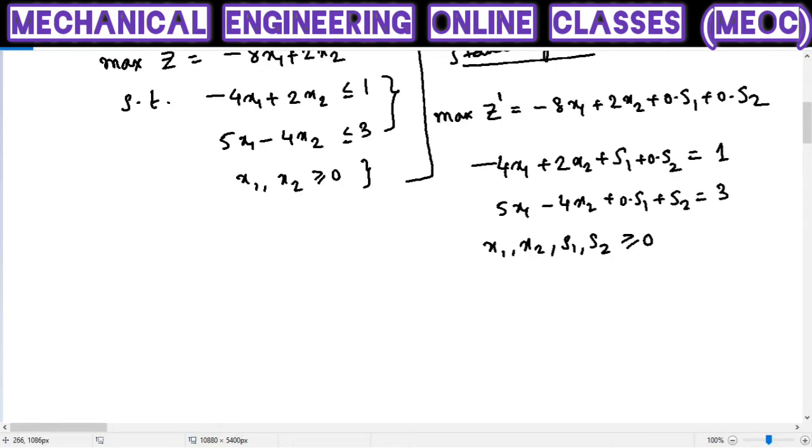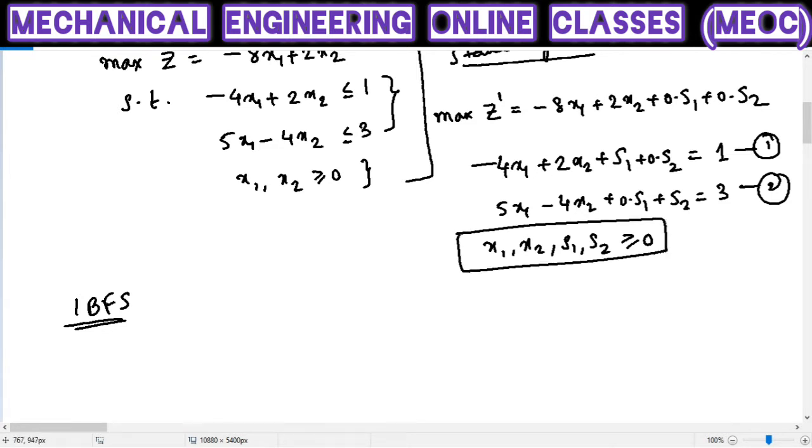Now that the standard form is ready, we know that Simplex starts with finding the initial basic feasible solution. We already know what a basic feasible solution is, what a feasible solution is, and what a basic solution. If you do not know, there's a video on it again. You can check it back, or the link is provided in the description. Now for the IBFS, we have two constraints and 4 variables, so I can find only 2 variables at a time. And for the solution to be feasible, this non-negativity restriction must be satisfied.